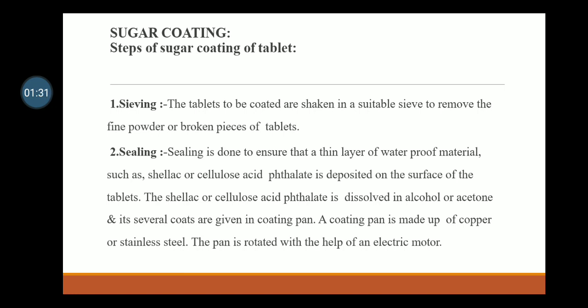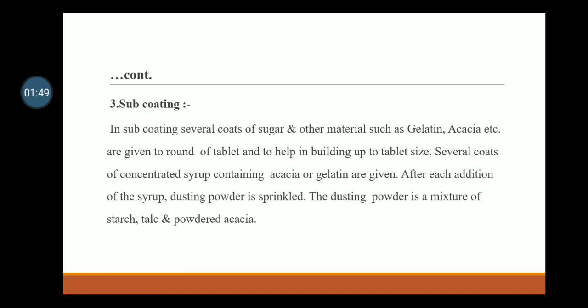The shellac or cellulose acetate phthalate is dissolved in alcohol or acetone and several coats are given in a coating pan. A coating pan is made up of copper or stainless steel. The pan is rotated with the help of an electric motor. Third, subcoating. In subcoating, several coats of sugar and other materials such as gelatin, acacia, etc. are given to round off the tablet and to help in building up the tablet size.